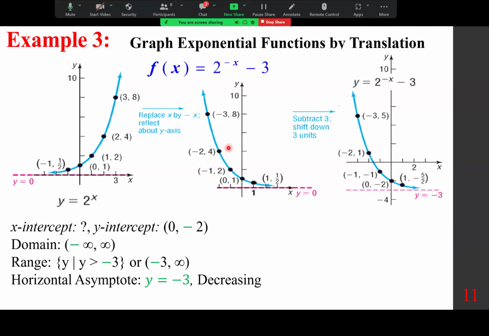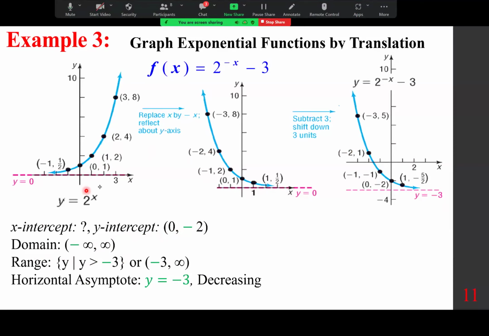Domain is the same, all of them. Range, in these two cases from 0 to infinity, in this new case, from -3 to infinity. Horizontal asymptote in these two cases is the x-axis, y equal to 0, but over here, y equals -3, and this is a decreasing function.